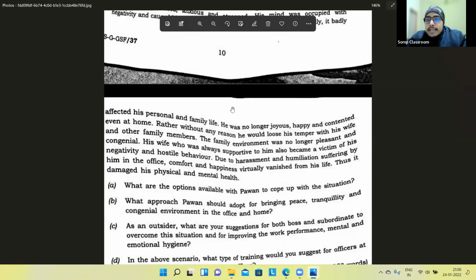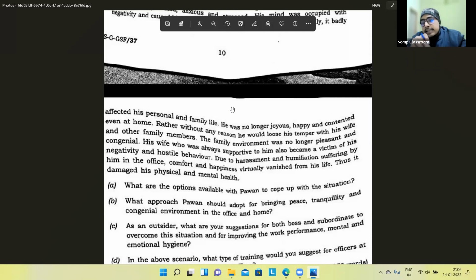He was no longer joyous, happy and contented even at home. He is not happy at all. Rather, without any reason, he would lose his temper with his wife. Personal life is being affected. And other family members. The family environment was no longer pleasant and congenial. His wife, who had always supported him, also became a victim of his negativity and hostile behavior. Now, pictures are clear in front of you that we were talking about mental health. Due to harassment and humiliation suffered by him in office, comfort and happiness virtually vanished from his life.